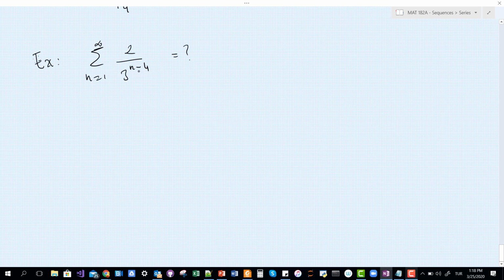I was expecting to have the n minus 1, but instead of n minus 1, I have the n minus 4. Can you please tell me how you could write this term in terms of n minus 1? So n minus 1 minus 3, as you see. So now my series will turn into 2 over 3 to the n minus 1 times 3 to the negative 3.